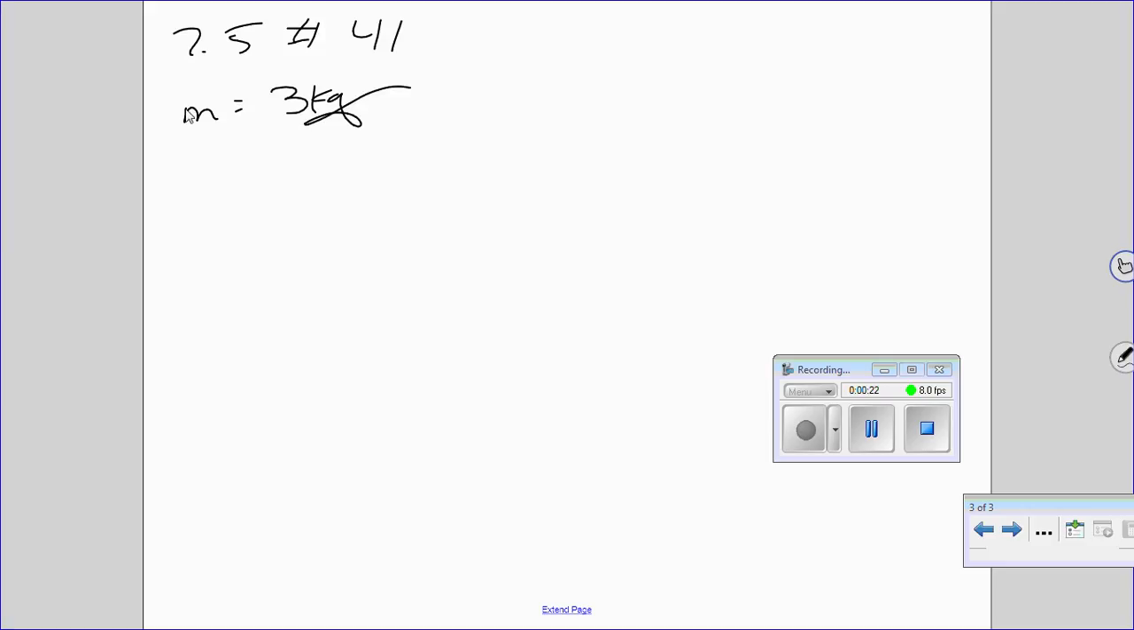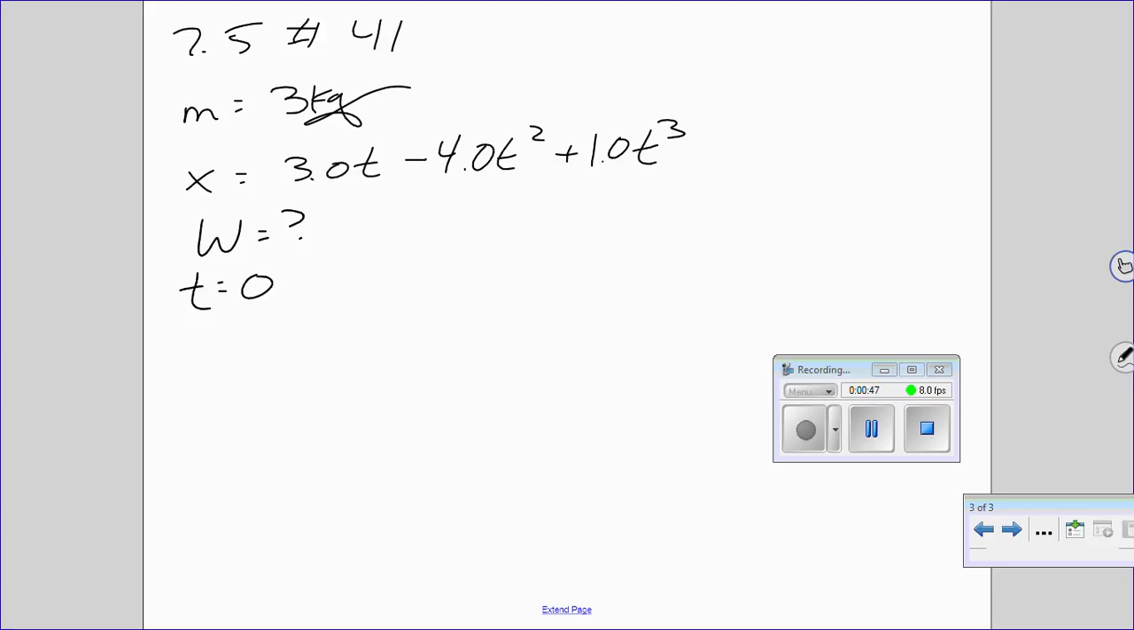It gives us an equation for the position at a given time. It says the position is 3.0 t minus 4.0 t squared plus 1.0 t cubed, with x in meters and t in seconds. Find the work done from t equals 0 to t equals 4. So work equals what from t equals 0 to 4.